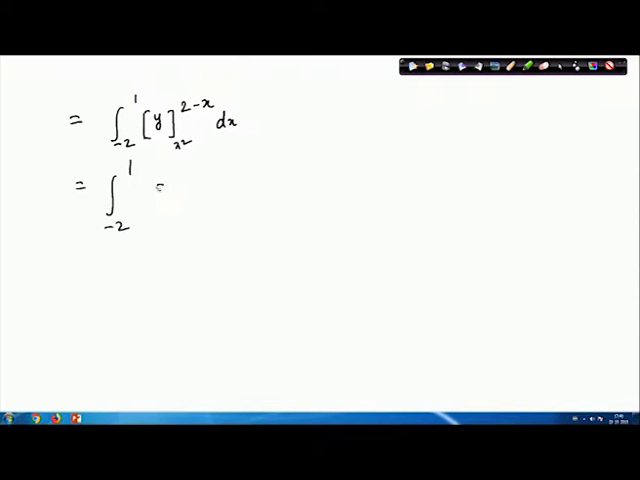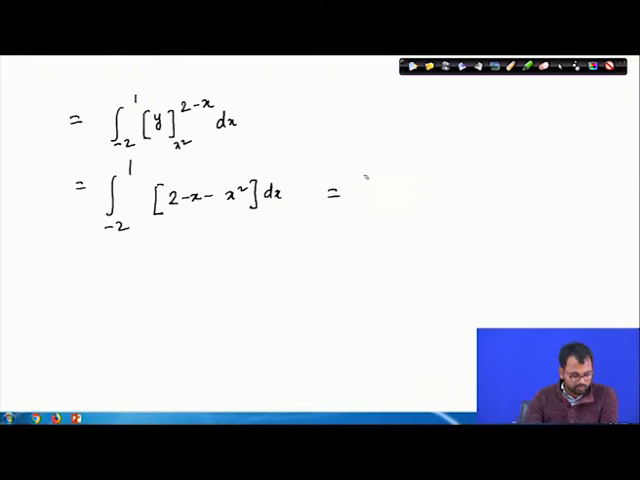So it will be 2 minus x minus x squared dx, and after integrating and substituting the value, we will be able to obtain 9 by 2. So that's the area bounded between these two curves. And not only that, we integrated with respect to y first, and then we integrated with respect to x. So that's the order we followed actually.